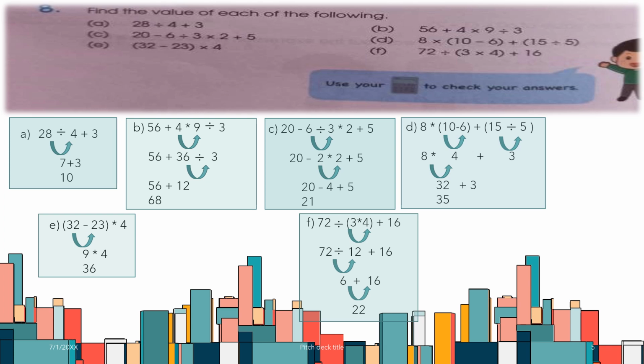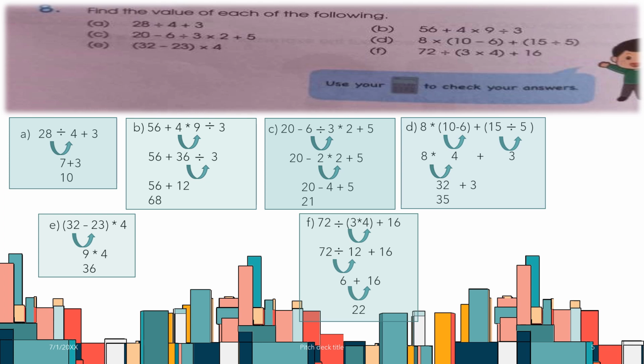For part D, we have 8 multiplied by bracket 10 minus 6 bracket close plus bracket open 15 divided by 5 bracket close. According to our rule, first the expressions within the brackets are going to be solved, and the first expression in the bracket is 10 minus 6, so the answer is 4, and the second expression in the bracket is 15 divided by 5, so the answer is 3. Now we have an expression 8 multiplied by 4 plus 3.